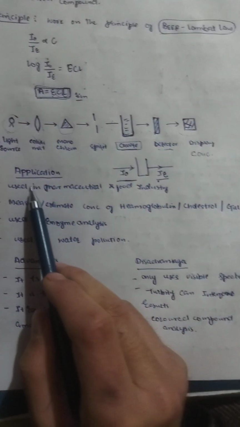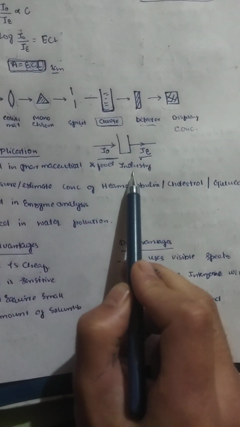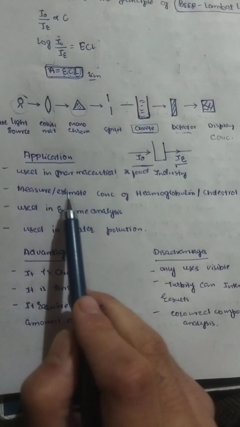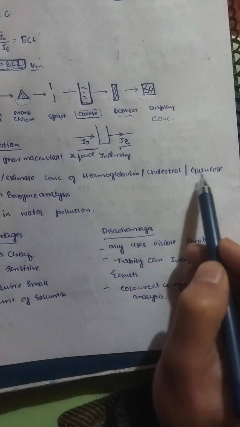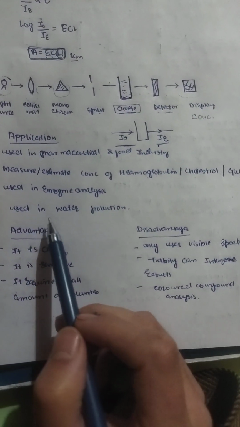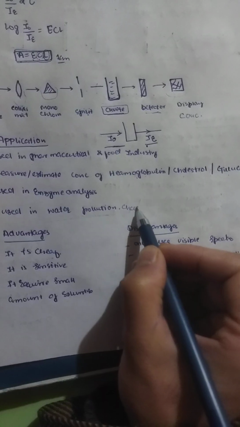Now coming to the applications, it's used in the pharmaceutical and food industry. It's used to estimate the concentration of hemoglobin, cholesterol or glucose in medical labs, used in enzyme analysis, and used in water pollution checking in any area.